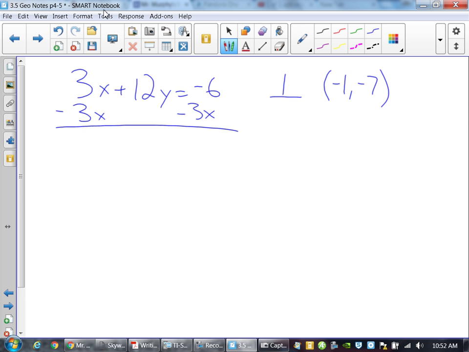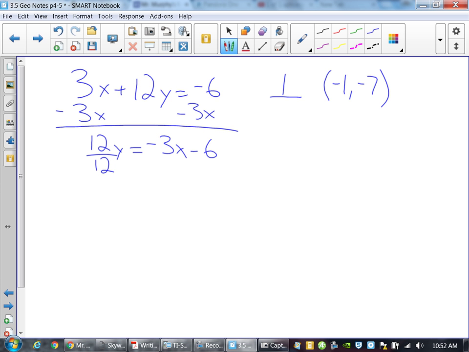So move the 3x over. Now, do me a favor. When you move the x over, please put it first. The reason I'm putting it first is because it's starting to look more like plain old boring slope intercept. Okay? Go for it. And now what do we do? Divide by 12. Good.